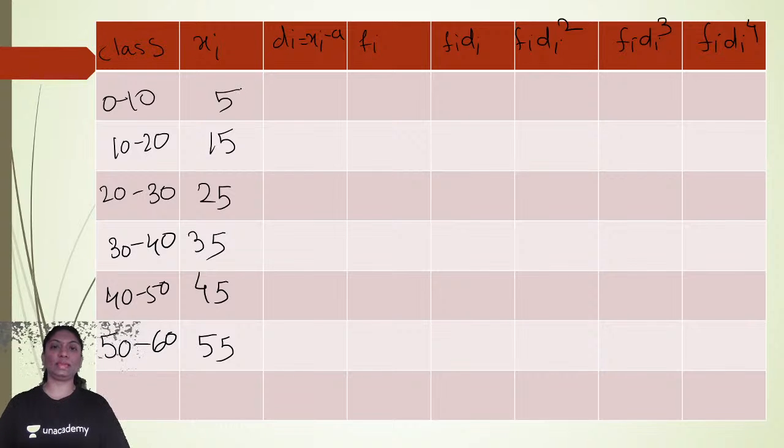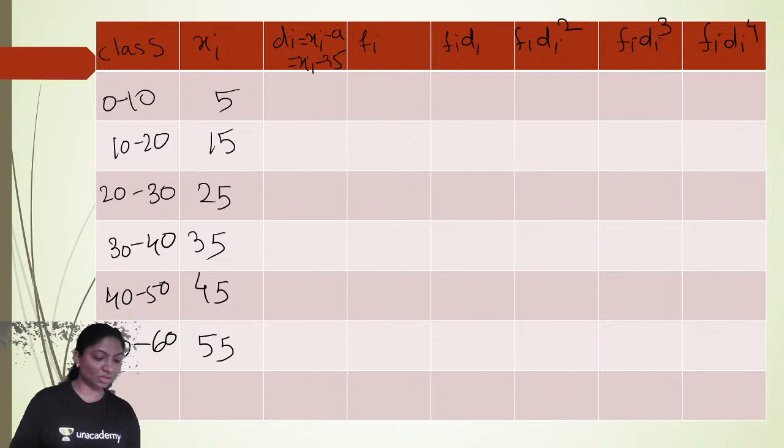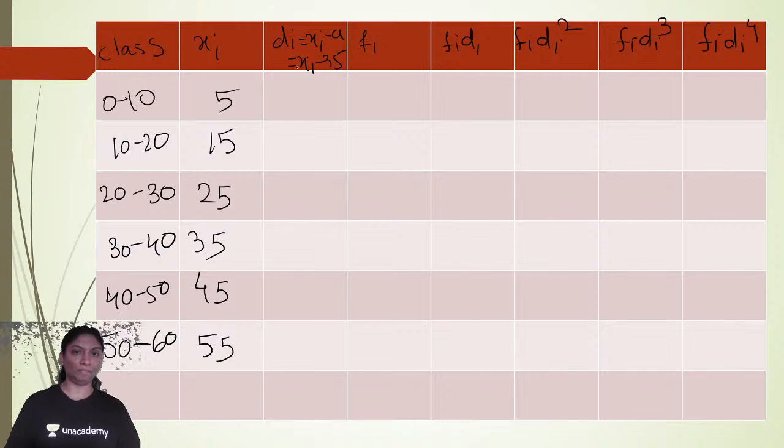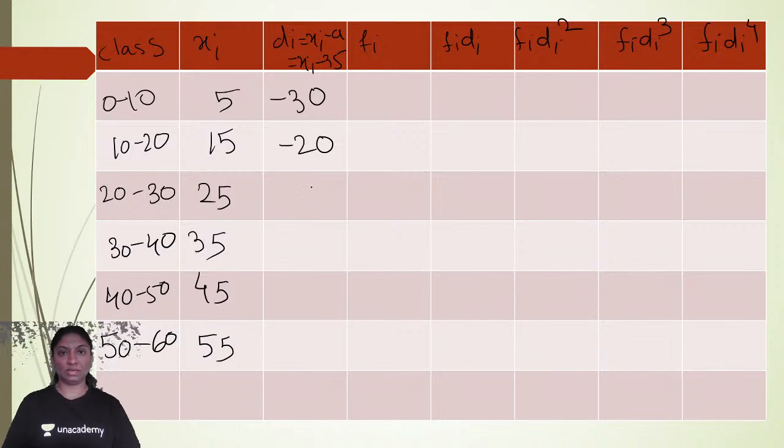तो xi है ये, हमें a चूज करना है. 6 में से हैं, so we can choose either 25 or 35. So I'm choosing 35 here. xi minus 35, उससे कोई फर्क नहीं पड़ता, सब कैलकुलेशन, एफर्ट्स रिड्यूस करने के लिए हम लोग ये कर रहे हैं. So di is equal to xi minus a. So 5 minus 35 is minus 30, minus 20, minus 10, 0, 10, 20.